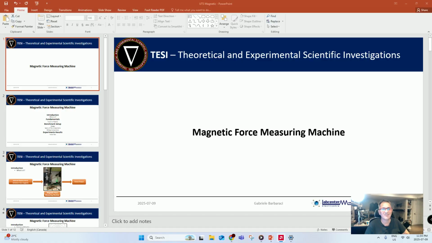So today we're going to investigate the force produced by two magnets. As you know, when you put two magnets close to one another, depending on the polarity, you might obtain an attractive or repulsive force. This depends basically on whether the polarity is the same or not. But what is the force and how can we measure this?